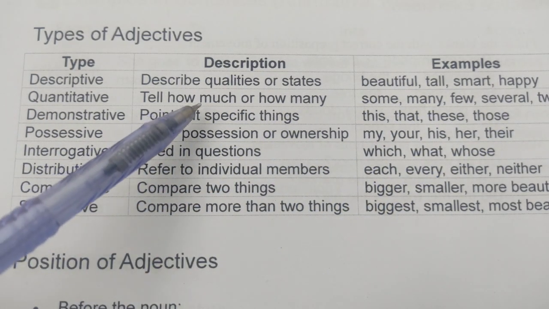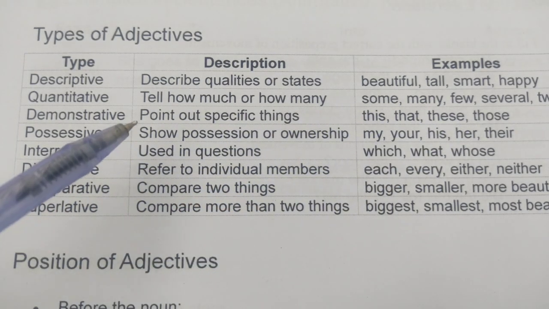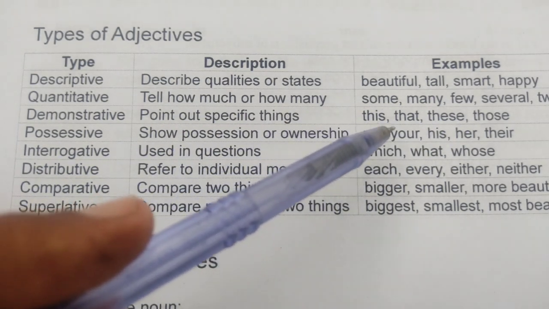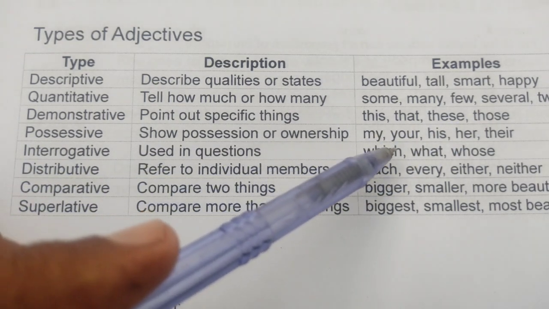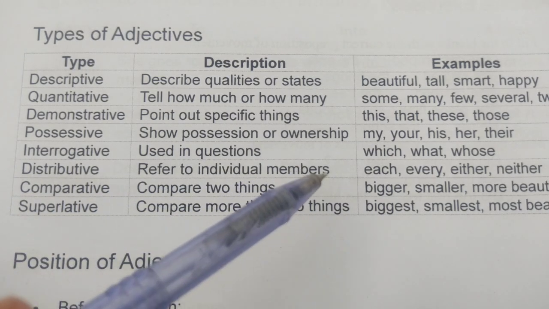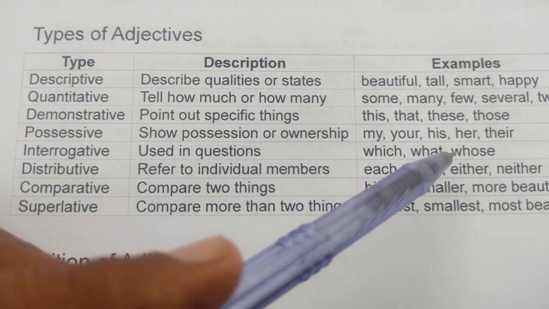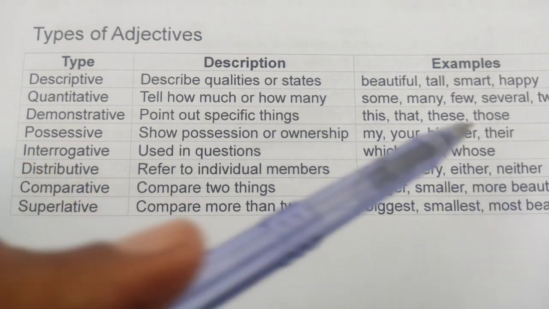Demonstrative adjectives point out specific things: this, that, these, those. Possessive adjectives show possession or ownership: my, your, his, her, their. Interrogative adjectives are used in questions: which, what, whose. Distributive adjectives refer to individual members: each, every, either, neither.